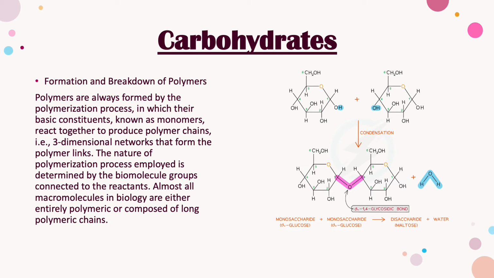Formation and breakdown of polymers. Polymers are always formed by the polymerization process, in which their basic constituents, known as monomers, react together to produce polymer chains, i.e. 3-dimensional networks that form the polymer links. The nature of the polymerization process employed is determined by the biomolecules groups connected to the reactant. Almost all macromolecules in biology are either entirely polymeric or composed of long polymeric chains.